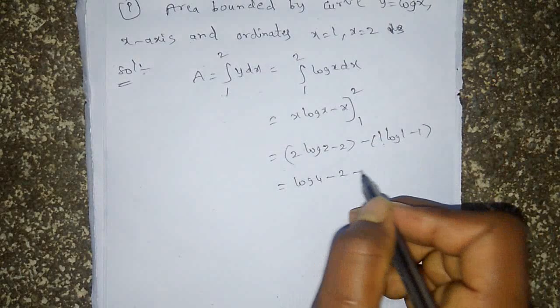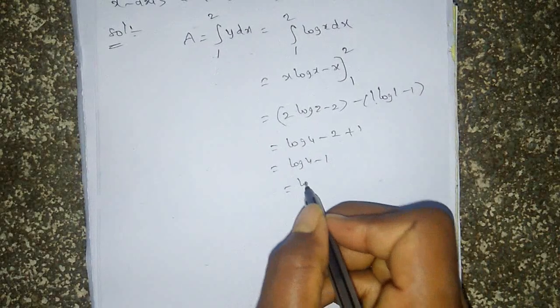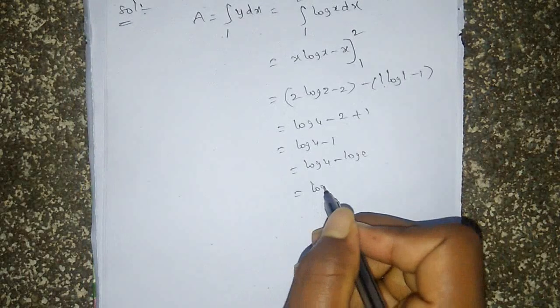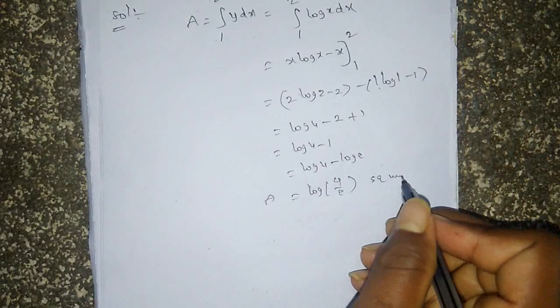This is 0, this is plus 1, so this is log 4 minus 1. Now minus 1 can be written as log e. So the area is equal to log 4 by e square units.